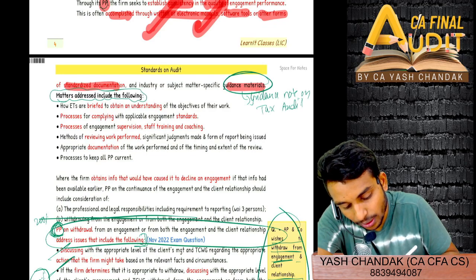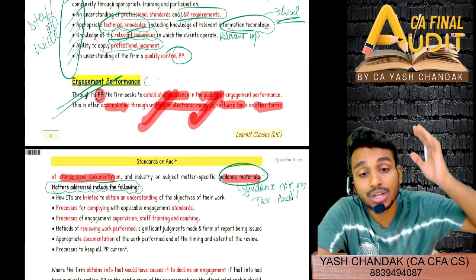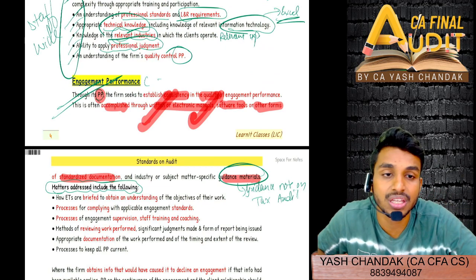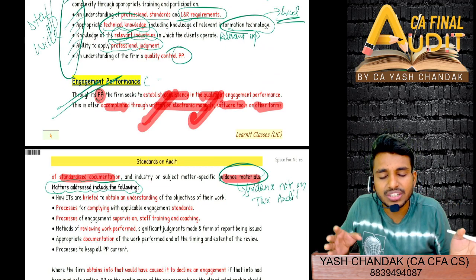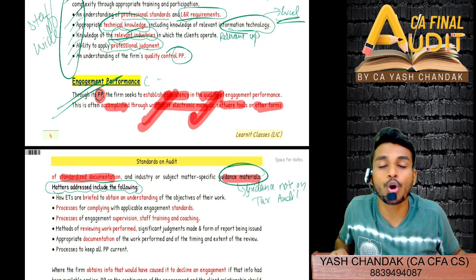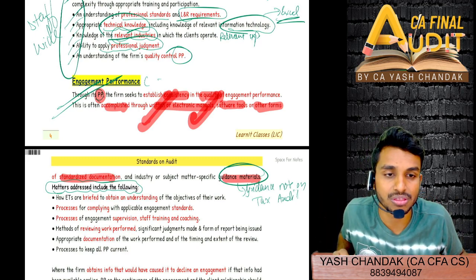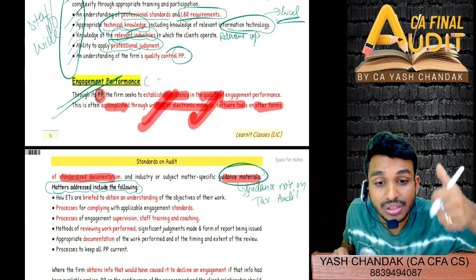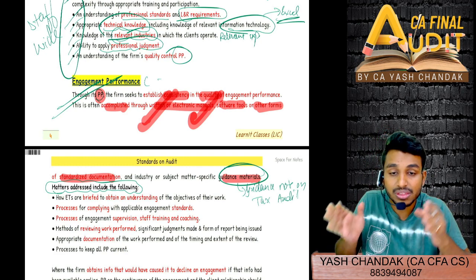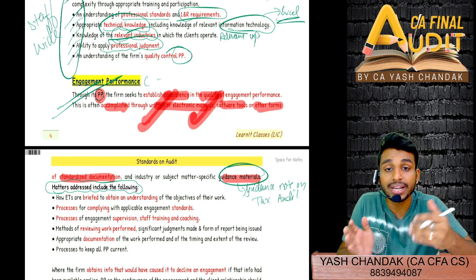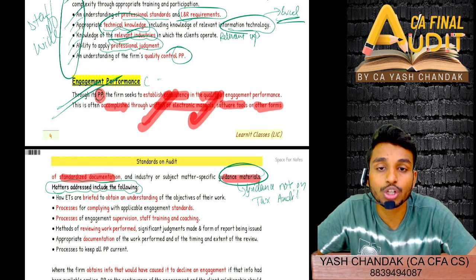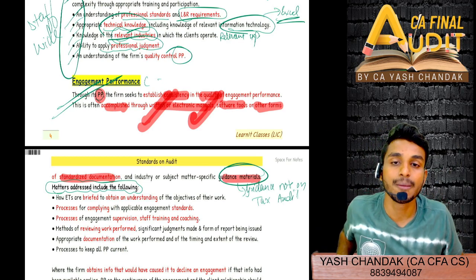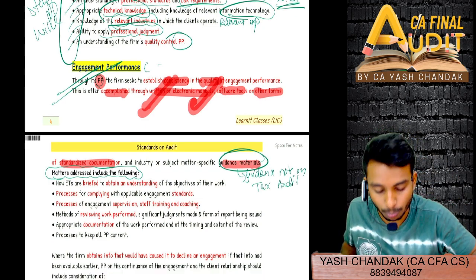The matters that we need to address are whether the policies and procedures include the points which deal with the consistency in the quality of engagement performance. So these are the keywords: consistency in the quality of the engagement performance. What all matters will you address in the policy you draft, in the documents that you will draft as policy and procedure?